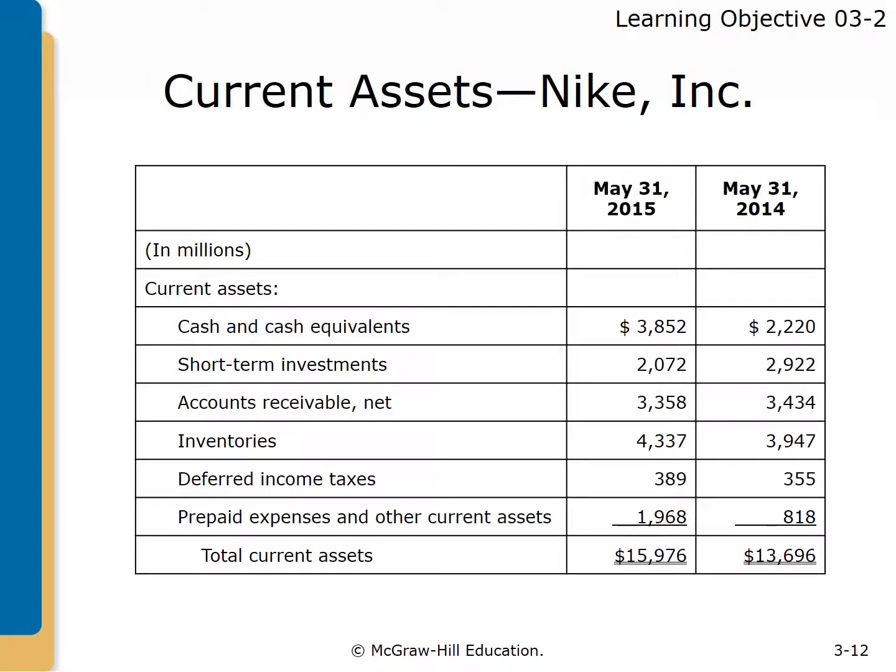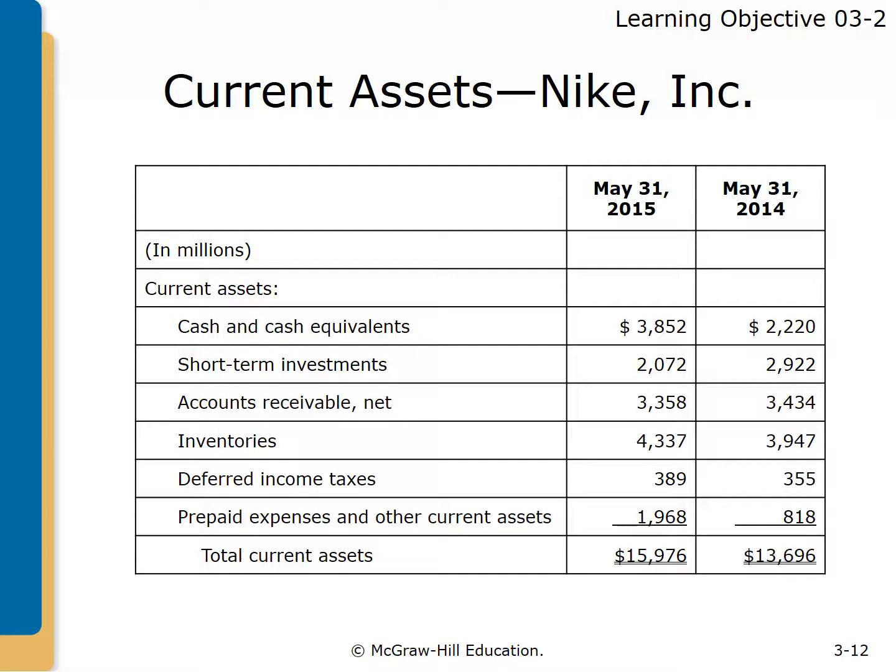So here's Nike, and this is the illustration that was in your book. Cash and cash equivalents. Now, what is a cash equivalent? A cash equivalent is a short-term investment that will be converted to cash from the date of the purchase, no longer than 3 months. So this is something you buy, and within 3 months of purchasing it, it's going to be converted to cash. It's not considered a short-term investment. It's considered a cash equivalent.